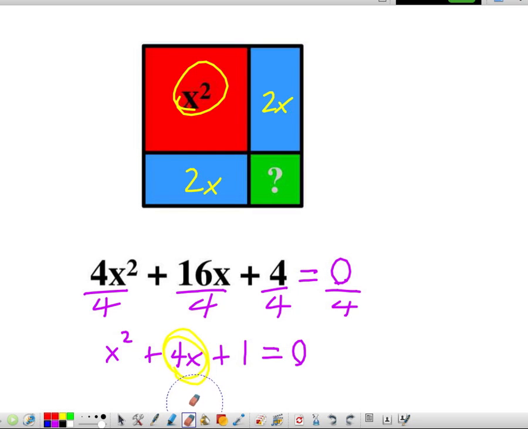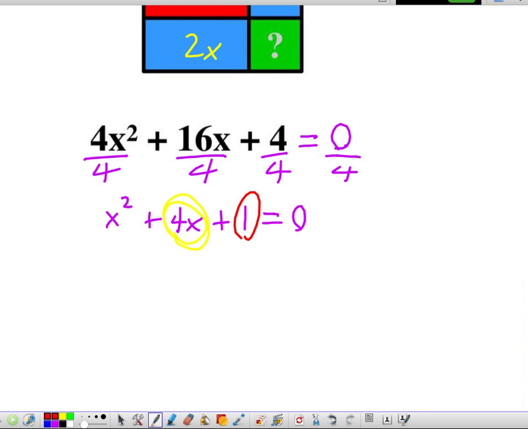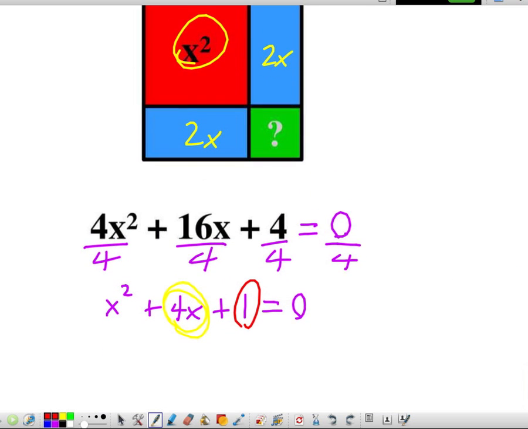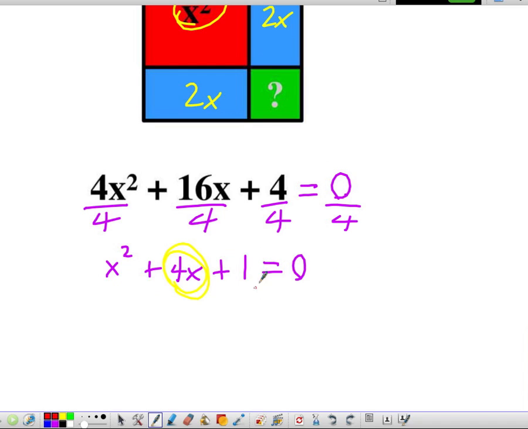Now, what about this 1? Is this 1 represented anywhere in my diagram? No. This 1 is not represented anywhere in my diagram. So what I need to do is move this 1 to the other side. How do I do that? I just subtract 1 from both sides. And so what I have is x squared plus 4x is equal to -1.